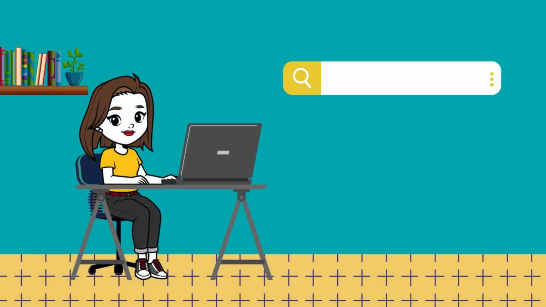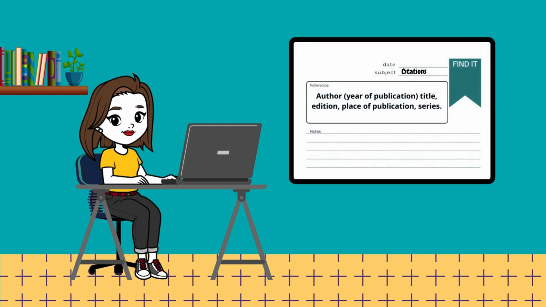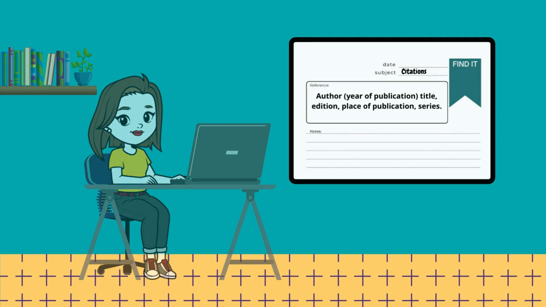Step 1. Search for and find the source you need to answer your research question. Before you start reading or making notes, write down the full bibliographic information for the source. This should include the author's name, year of publication, title of the work, the publisher's name, the edition or journal series, and page numbers. For digital sources, include the URL or digital object identifier.